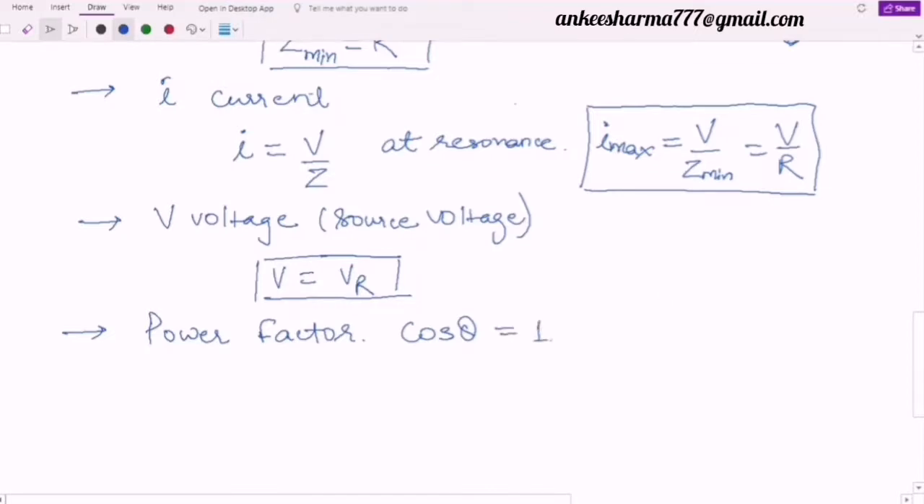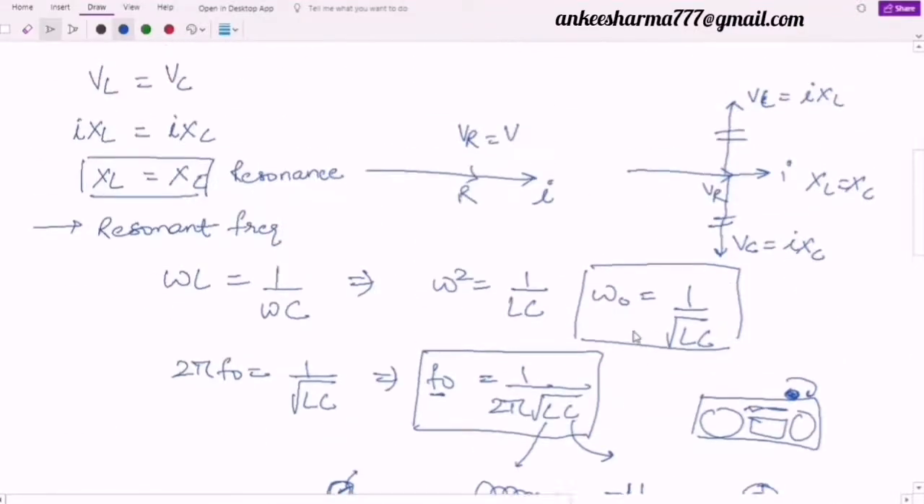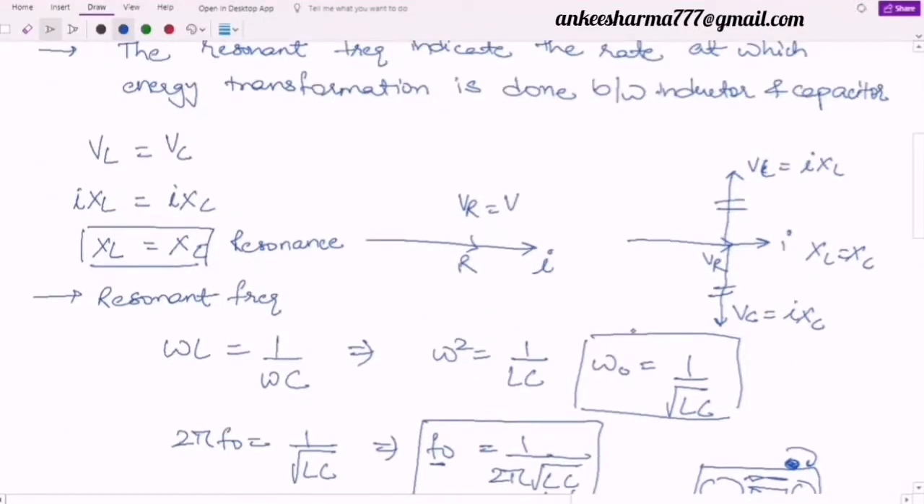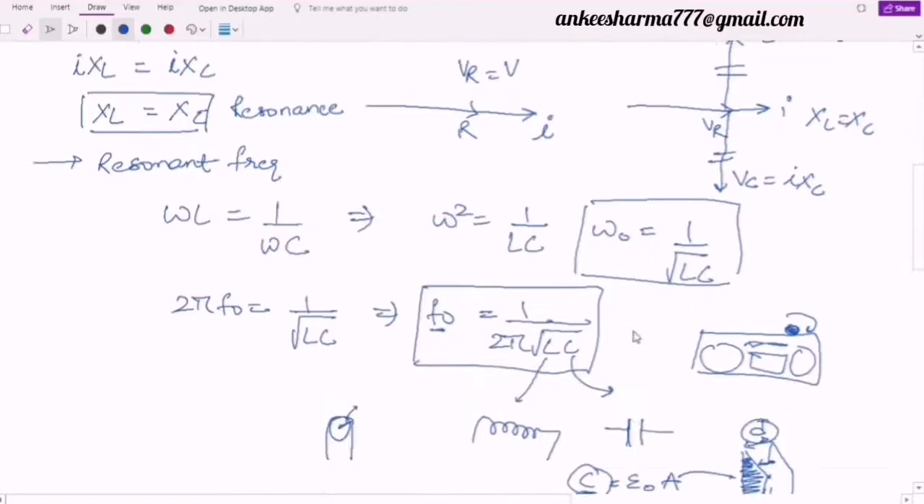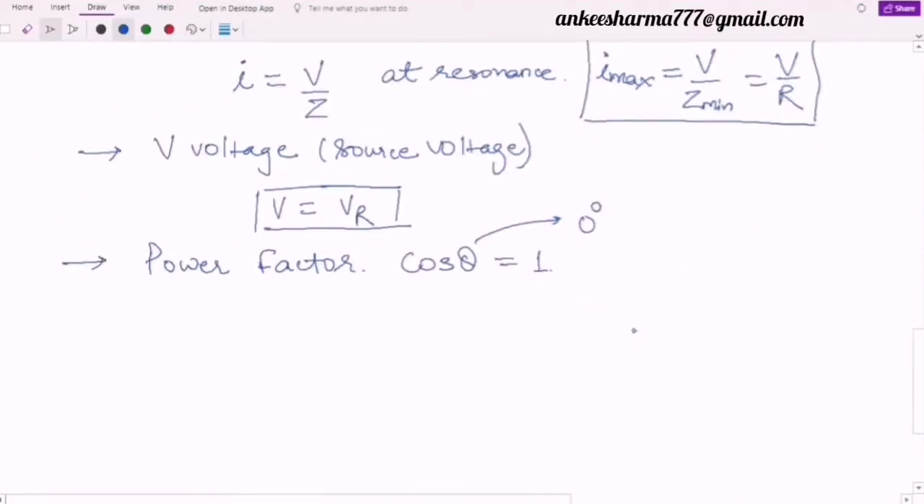Why will it be equal to 1? Because here the theta value is equal to 0 degree. At resonance, as we have obtained through our phasor diagram also, there will be a phase shift of only 0 degree, or they are in phase, the current and the voltage. It means cos 0 degree is nothing but equal to 1. So that's why the power factor value will come out to be equal to 1 at resonance.